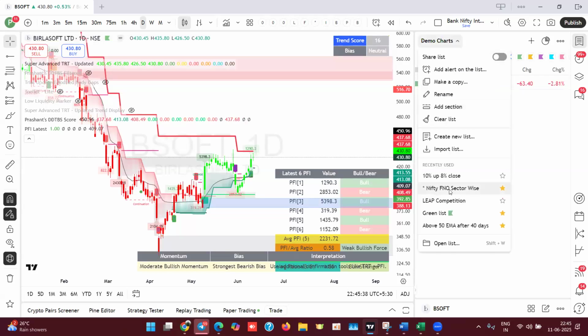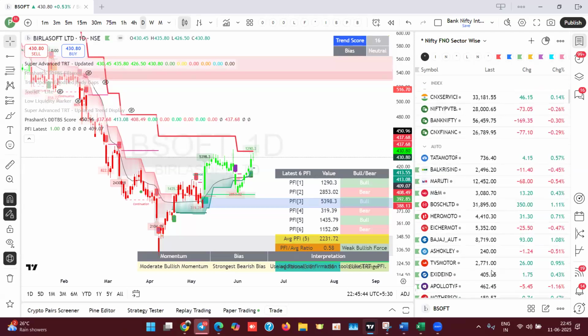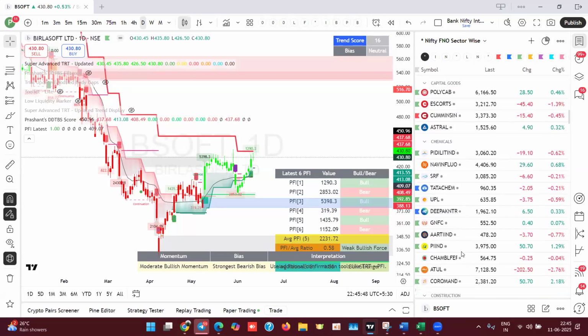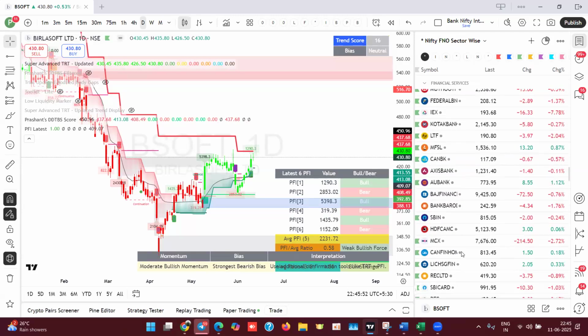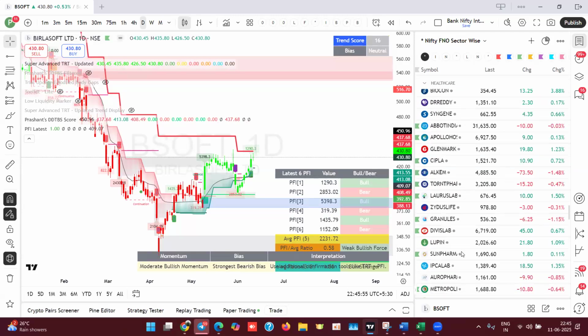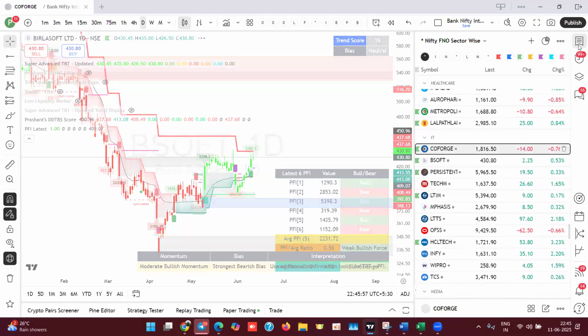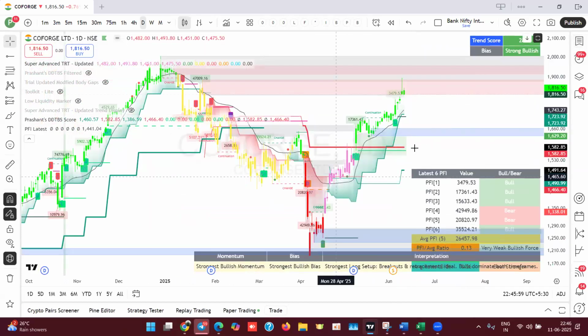See, what I have done is I have kept Nifty FNO stocks in this manner. There are sectors first, and the stocks are also arranged in a sector wise manner. So I can analyze all the IT stocks at one go. This approach is also good. This is IT. You can check from Coforge to other stocks.